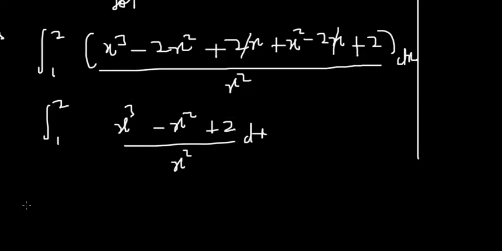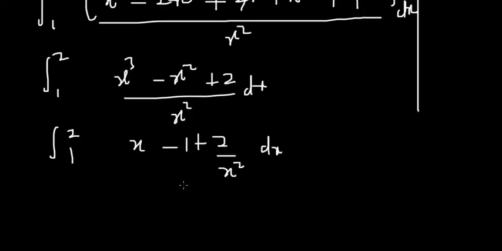So from here you could further simplify this. When you divide x squared across this expression, you end up with x minus 1 plus 2, and then you divide it by x squared, because when you divide it by that, we only have x. This will give us negative 1, and then this will give us 2 on x squared, and then we have dx.